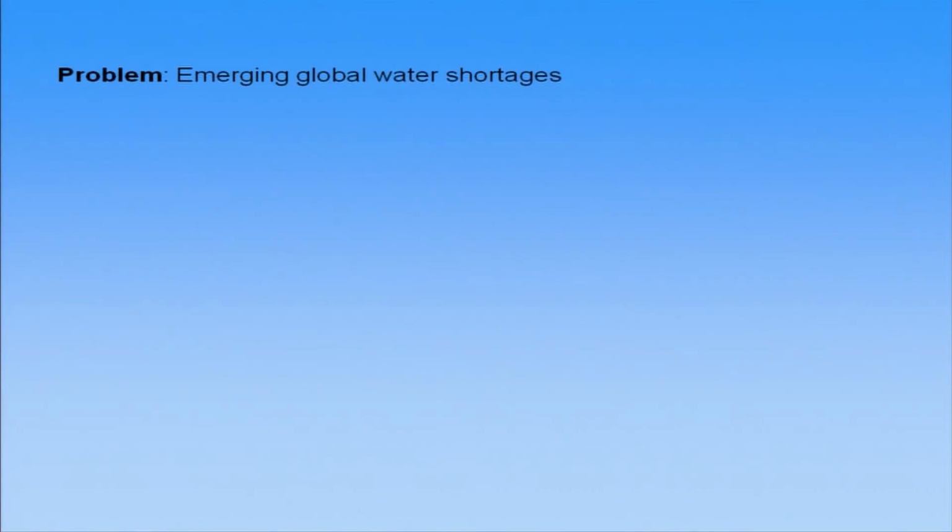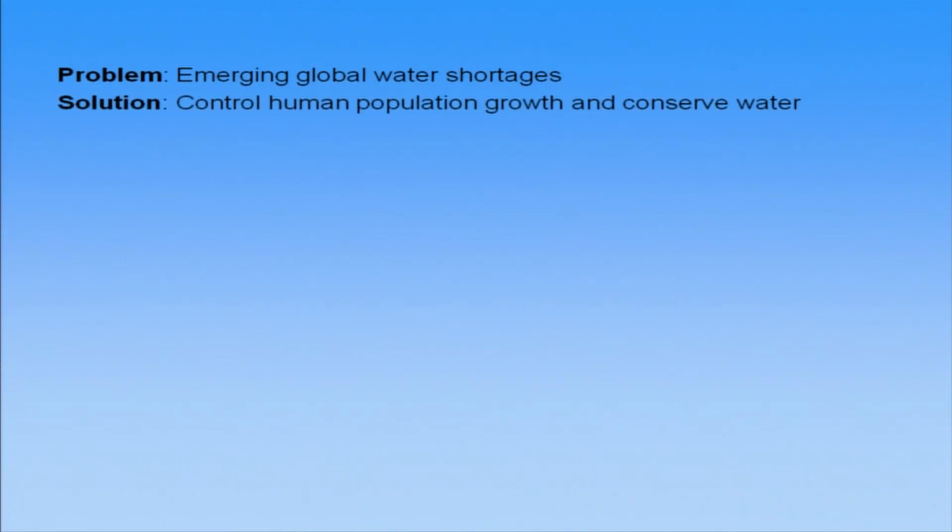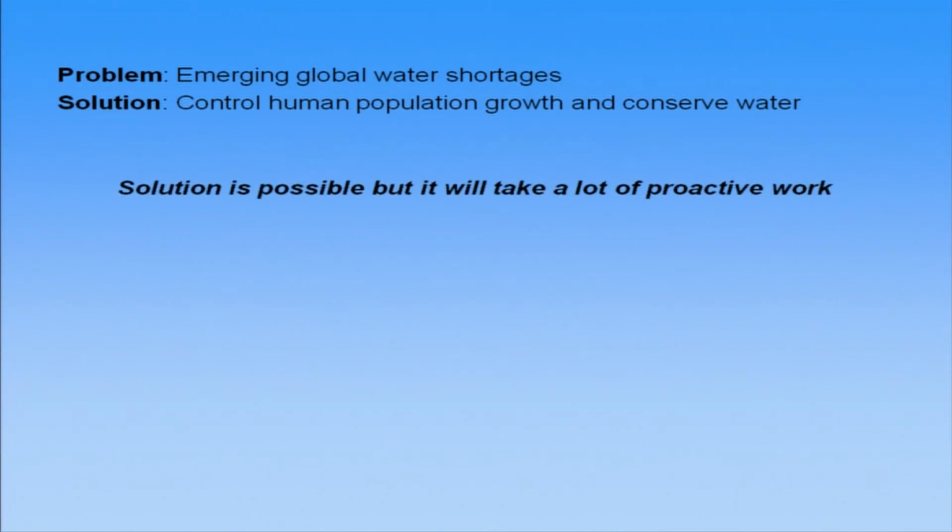So the problem is emerging global water shortage. Solution: control population growth and conserve water. Solution is possible, but it will take time and it will take a lot of proactive work.